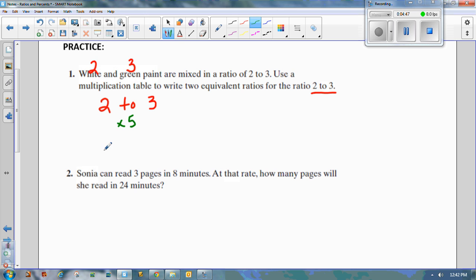So 2 times 5 is 10. It's in word form, so we're going to keep it in word form. 3 times 5 is 15. And here we have created a ratio of 10 to 15. Now 10, since it's equivalent to the 2, is for our white paint. And 15, since it's equivalent to the 3, that's for our green paint.